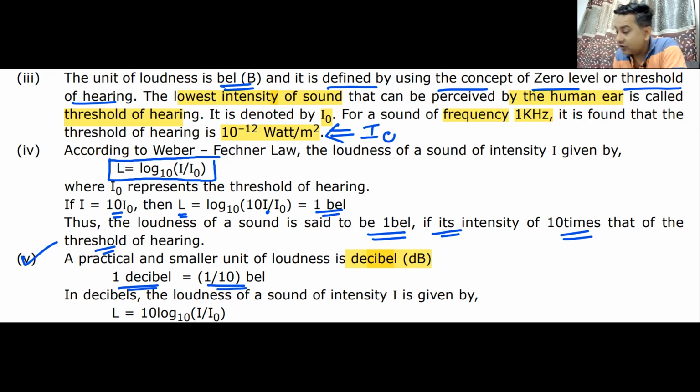Well, that is how we define the intensity in bel, but the practical unit that we use is decibel. 1 decibel is 1 by 10th of a bel. So in decibel, the formula for loudness becomes 10 times log to the base 10 I by I naught, where I is the intensity, and I naught is the threshold of hearing, the minimum intensity that we can hear, which is 10 raised to the power minus 12 watt per meter square.